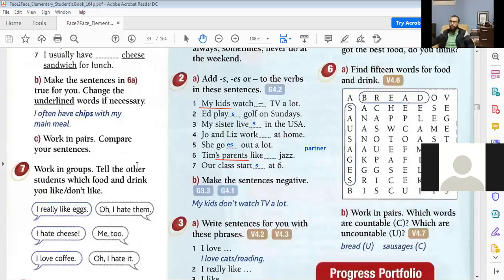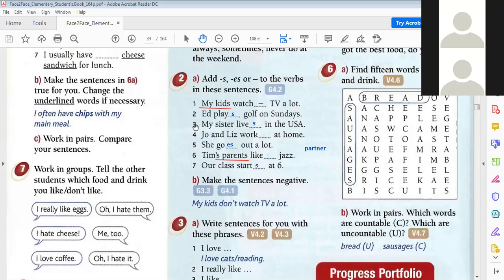Okay, so let's change these sentences to negative. All right. So number 1 is already answered. My kids don't watch TV a lot. What about number 2, Manal? How do we change it into negative? Ed doesn't play golf on Sundays. Right, correct.